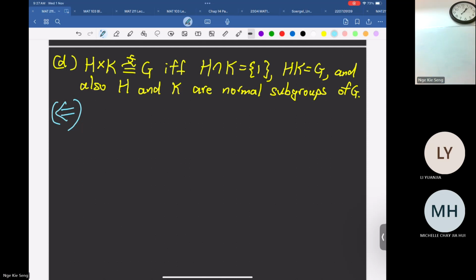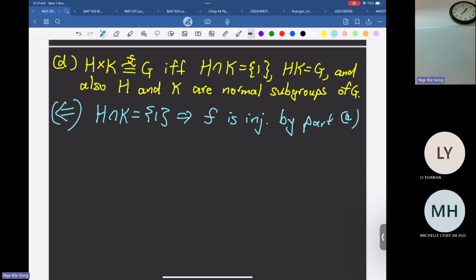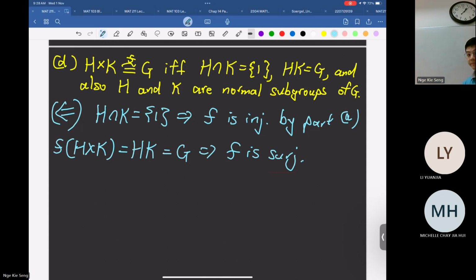Right to left. H intersect K equals the identity implies F is injective by part A, which we proved just now. And if the image of the multiplication map equals G, this means F is surjective. I call F the multiplication map because we multiply elements together. This is normal function theory. The only thing we have left to prove is that F is a homomorphism.